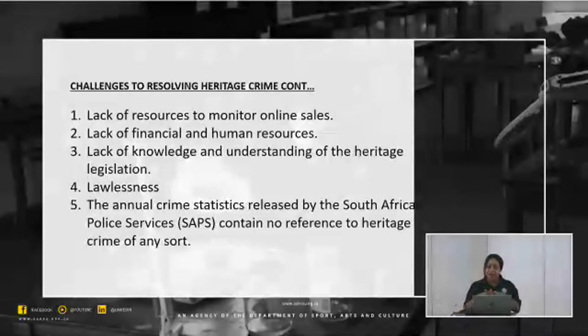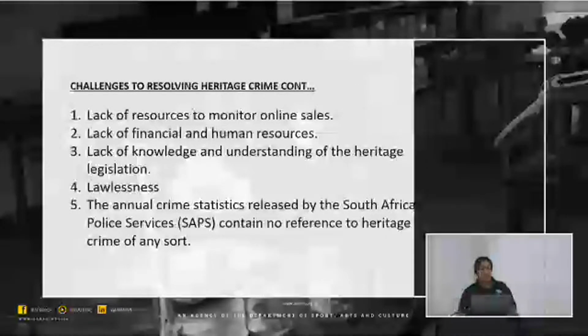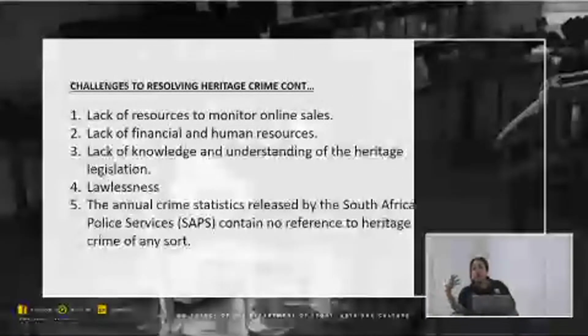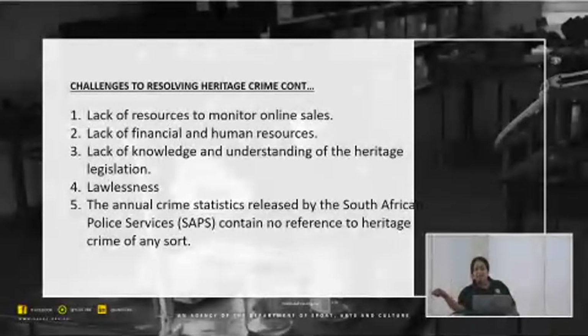Also, the lack of financial and human resources, and the lack of knowledge and understanding of the heritage legislation. Most people don't know what the NHRA is, they don't know what SAHRA is, so we can't blame it on ignorance, but that is the general issue of heritage legislation. And also lawlessness. And as stated, the annual crime statistics released by SAPS have no reference to heritage crime. So we are trying to build cases where we open cases, but when it comes to heritage crime, there are no crime codes. I think that's what we are trying to establish so that it has more weight. But when you go to the police station and open a case of vandalism or theft, that is the language they understand.